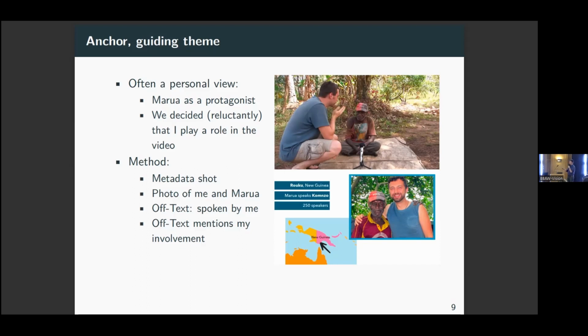Then she said we should have a little table with a photo of him and me. And maybe the more important one is to have an off text. I'll get to the off text in a minute, but not just an off text, but an off text spoken by me. That was later recorded, me reading out things and explaining things. And also an off text that in its content mentions my involvement.